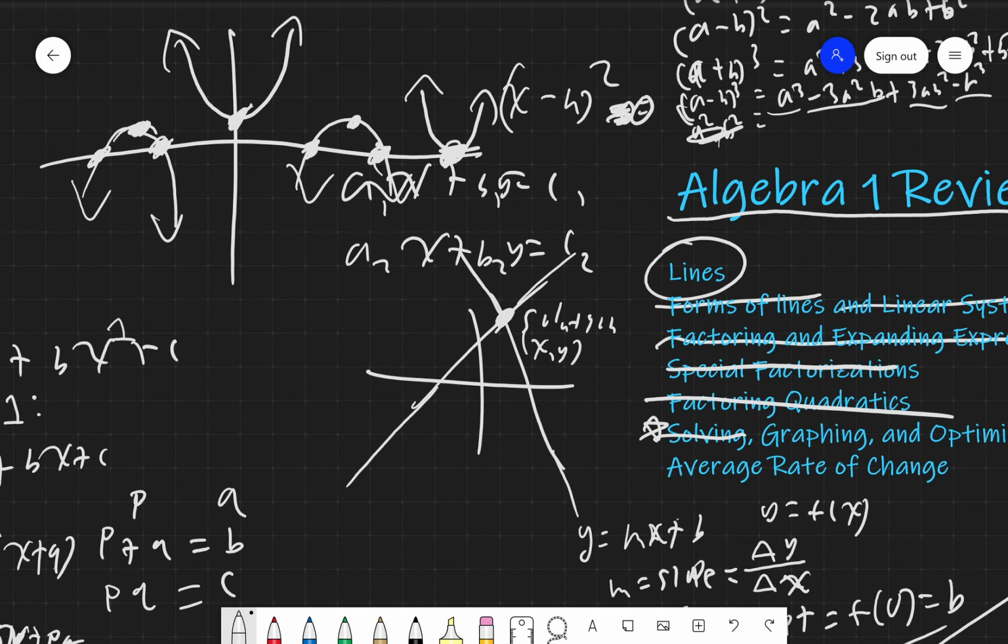Now the direction, how do you find that? Well, it'll point upwards, and will have a minimum if a is greater than 0.